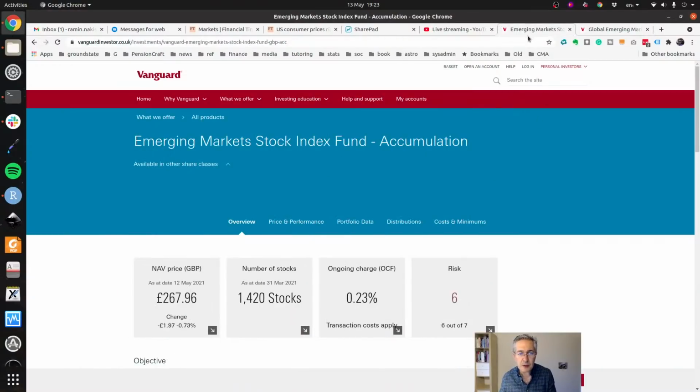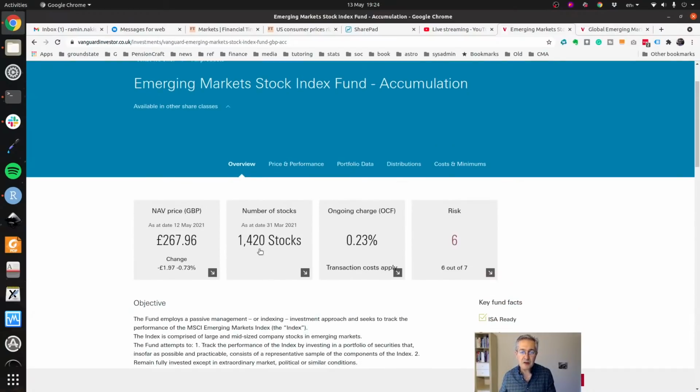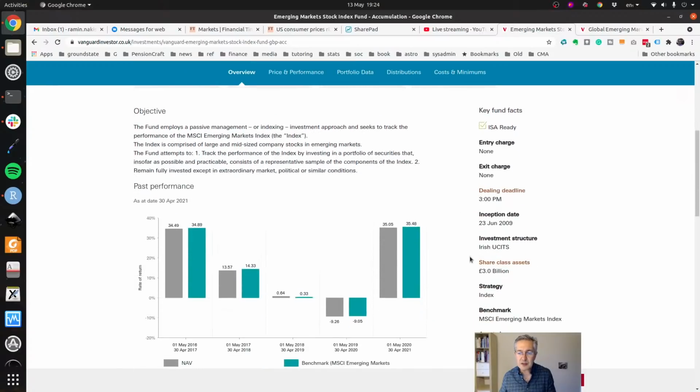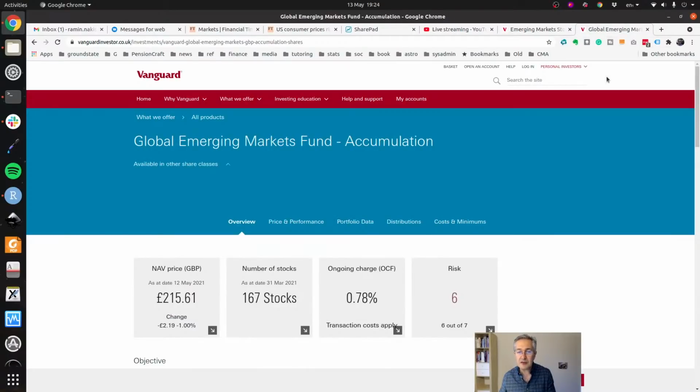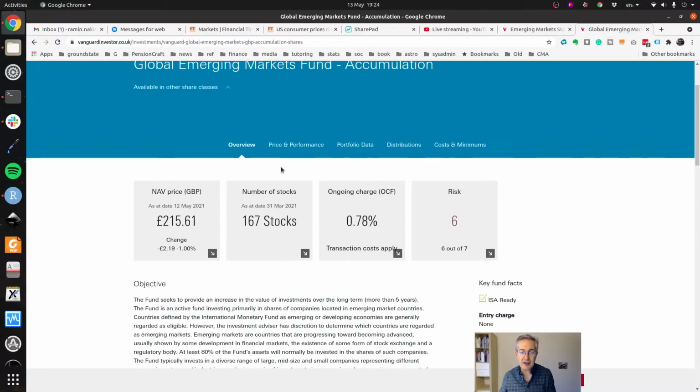So here's the first one. What would I look at? First thing, ongoing charge, number of stocks. This has got 1,420 stocks. It's a passive fund, so let's see what it's tracking. This one's tracking the MSCI Emerging Markets Index. And this one, the Global Emerging Markets Fund, has much fewer stocks, 167. The ongoing charge is 0.78.